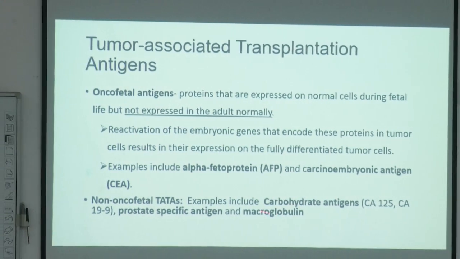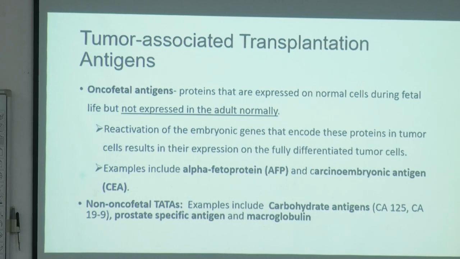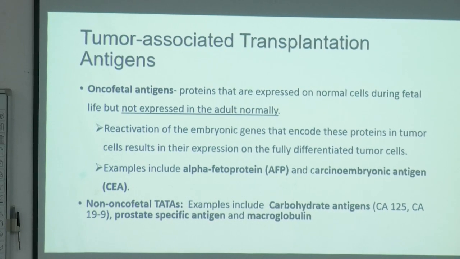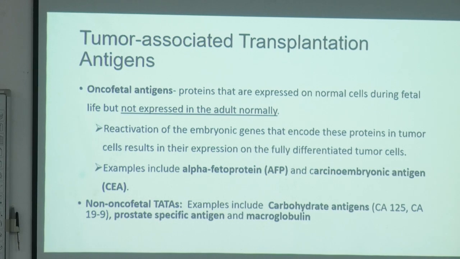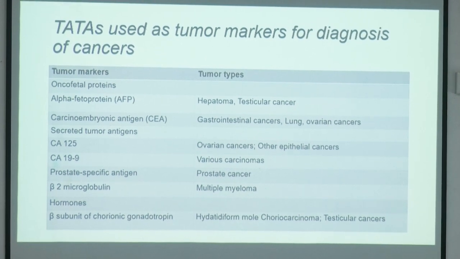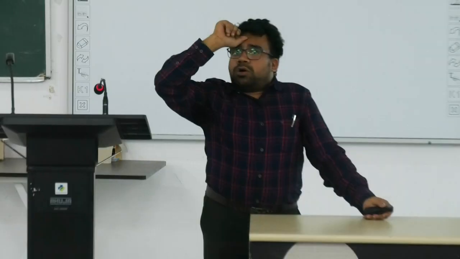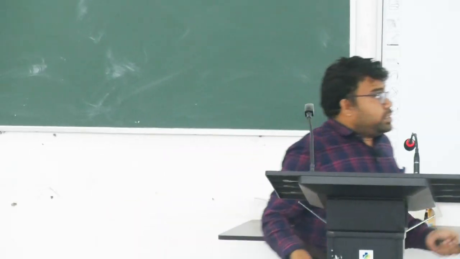Non-oncofetal antigens would be like carbohydrate antigen, prostate specific antigen, and macroglobulin. I think you know prostate specific antigen increases in both benign hyperplasia of prostate and prostatic carcinoma. There are many antigens and these are used as markers for diagnosis and management. When I say management, on therapy, the level of these markers reduces. This is the list. You don't need to remember everything. What I'm trying to say is they are used for diagnosis and for management. Because if therapy is adequate, the level of these antigens will decrease.